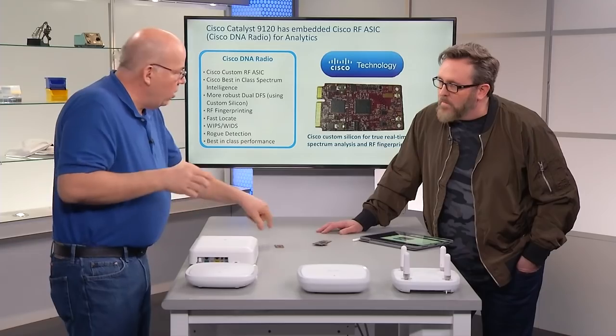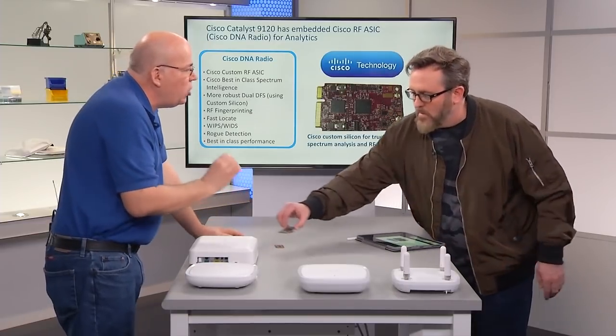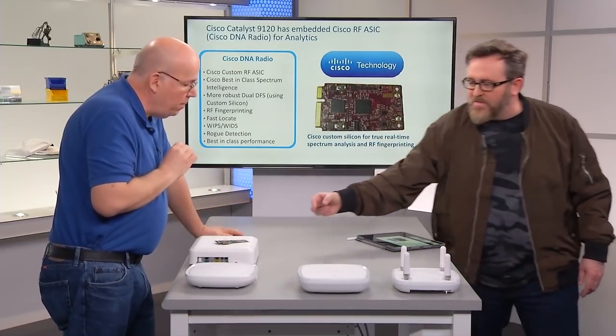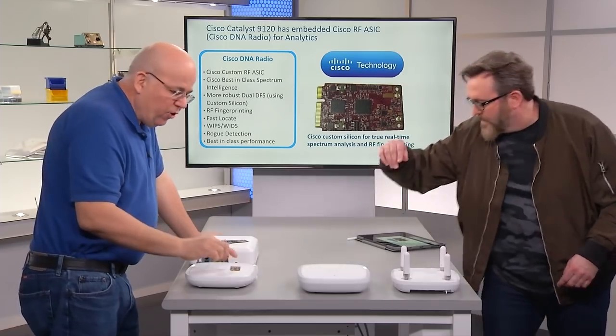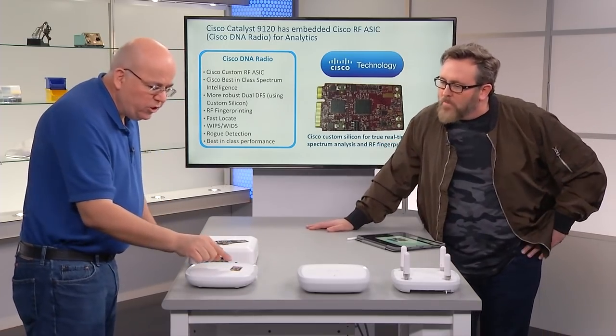And this chip, this radio system, we call that a Cisco RF ASIC. I'm going to set that one there because this one goes with this one. Okay. There's an RF ASIC in there. So the first chip is a Wi-Fi two-way radio that does Wi-Fi-ish things.